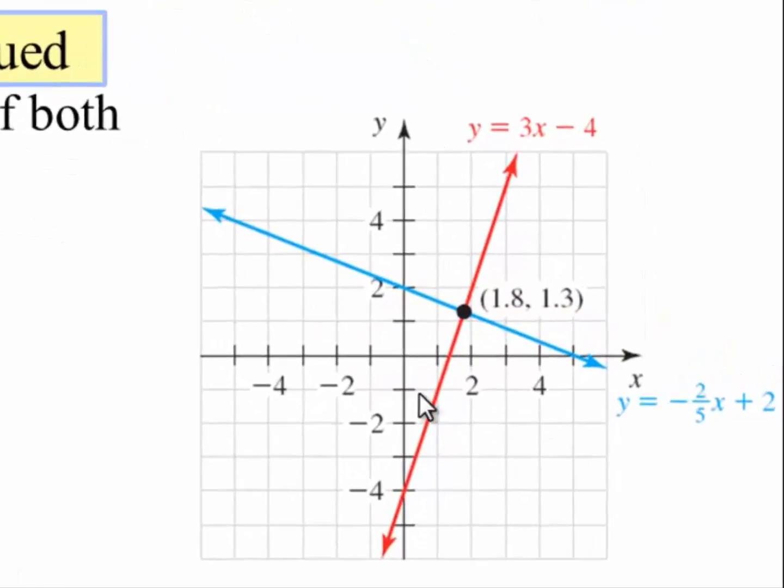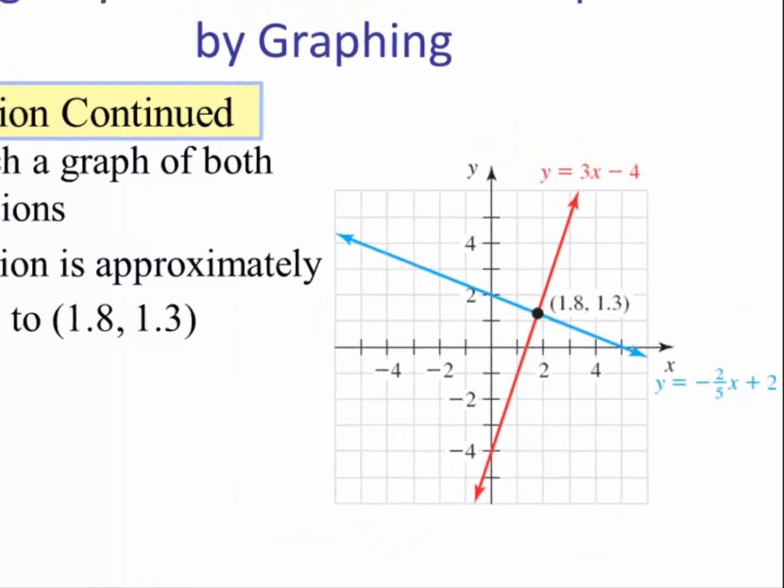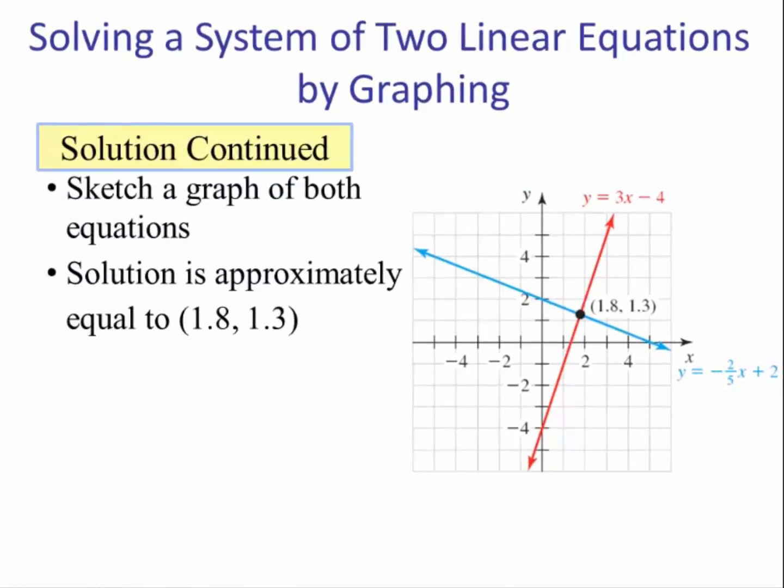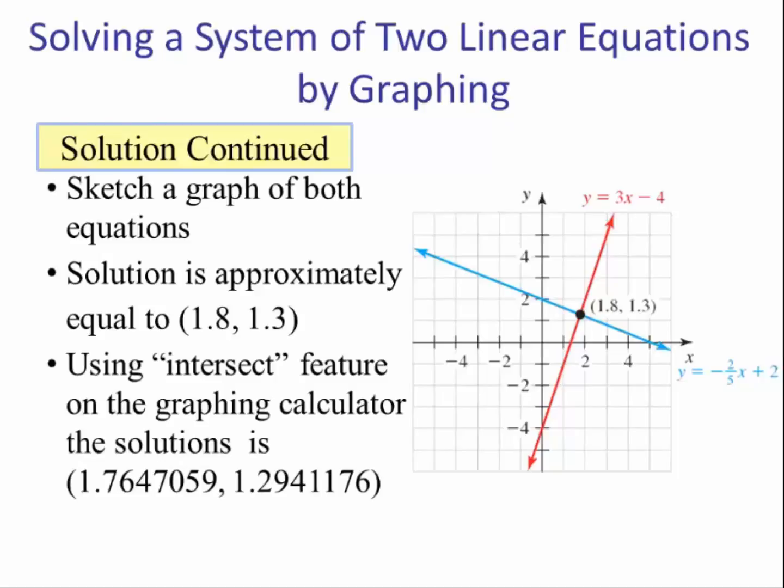And we see where these two lines intersect, it's not integer numbers. So we would say it's approximately 1.8, 1.3. Now this is one of the limitations of solving a system by graphing: sometimes we do not get exact answers, we get estimates. Using the intersect feature on the graphing calculator, we can take this to more decimal places if needed.